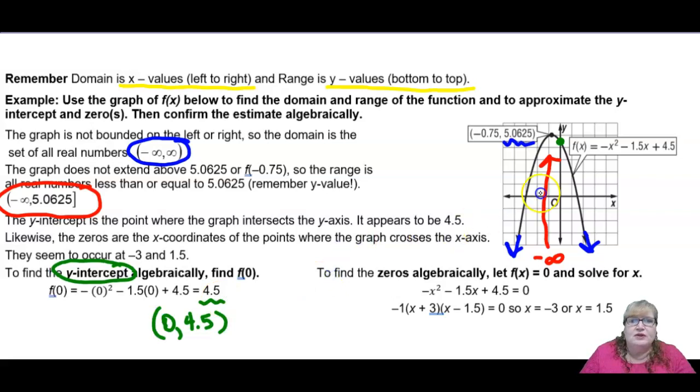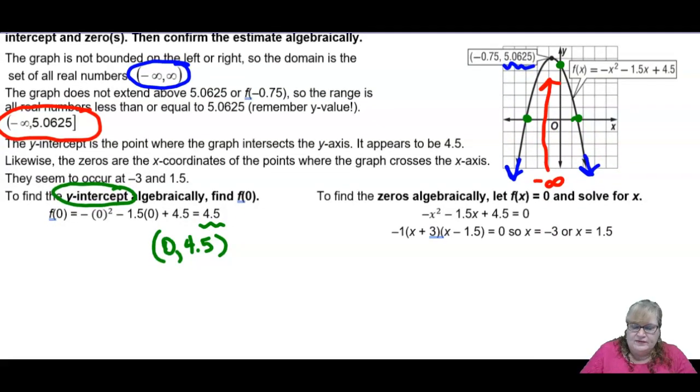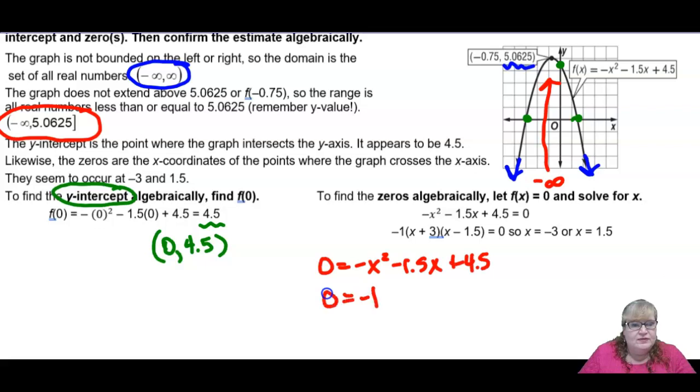All right, and then to figure out where it crosses the x-axis, it looks like -3 and like 1.5. But to find those accurately, we have to actually set the function equal to 0. So if we said 0 equals -x² minus 1.5x plus 4.5, then we took out a negative, we'd have x² plus 1.5x minus 4.5. And we don't usually factor with decimals, but this 4.5 is 3 times 1.5.